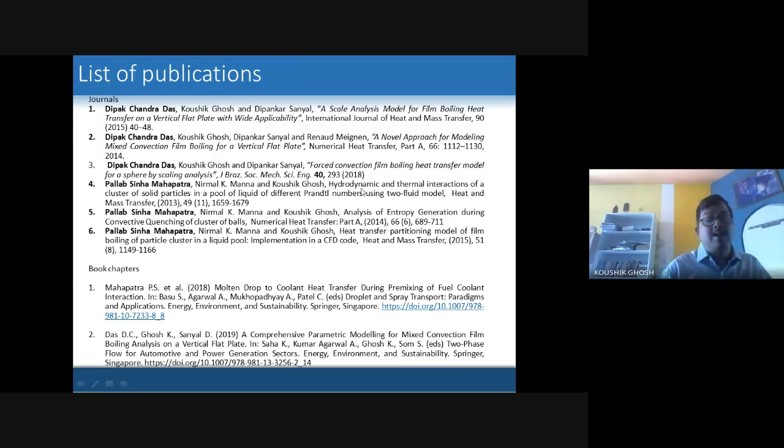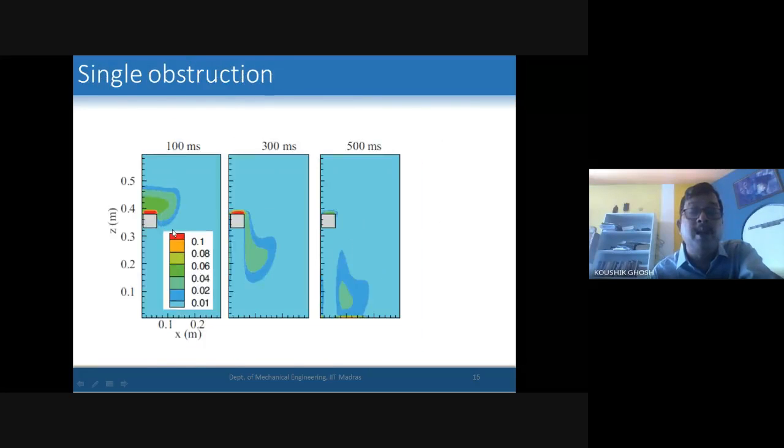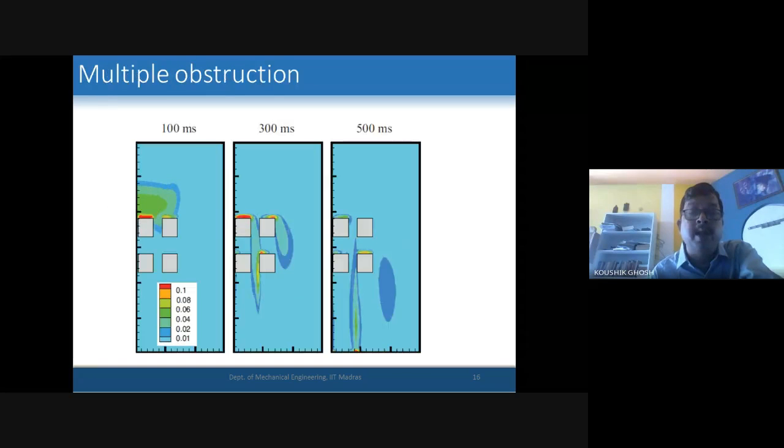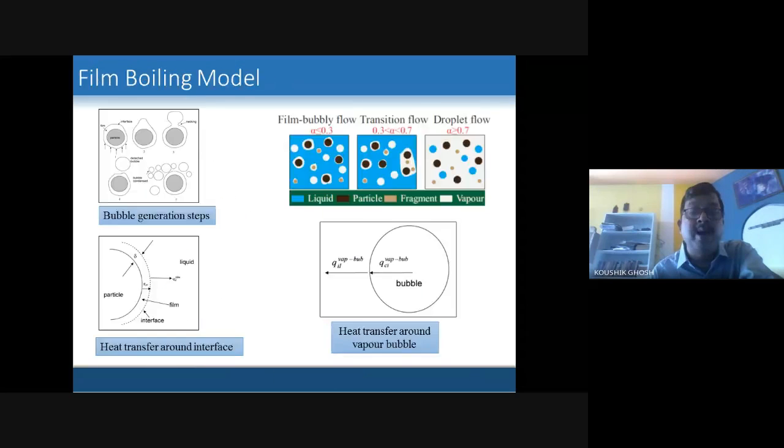So from this particular work, the film boiling work we have discussed, we have several publications in journals. You can see these publications we have made, and the first authors are highlighted because their contribution is the maximum. And we have 2 book chapters in this area. This is the area of film boiling research, the first one. And now we are going to the second part of this problem.